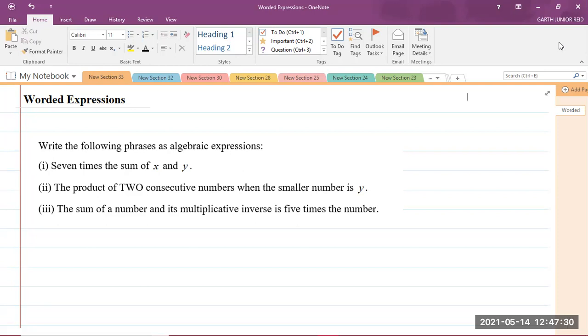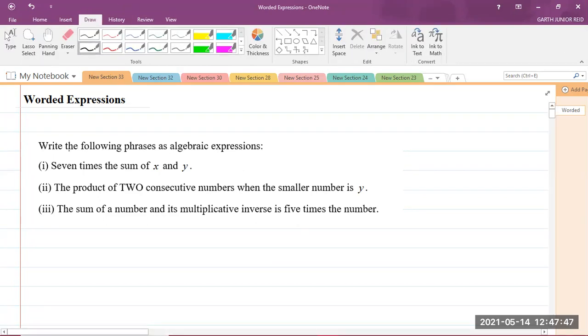Today, we'll be looking at a CSEC mathematics question in section 6 of the syllabus, that is algebra, and the topic that we're looking at is worded expressions. All right, so here we have a question. It says, write the following phrases as algebraic expressions.